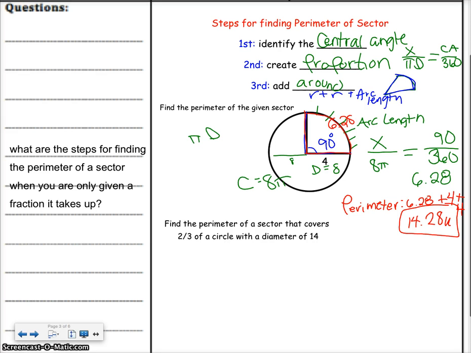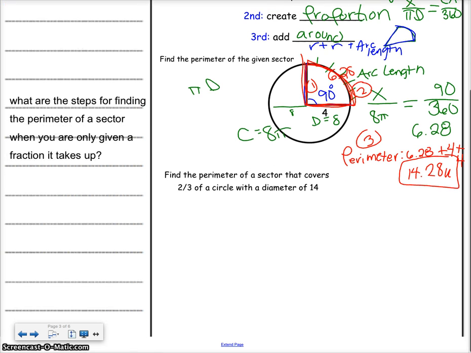So, holy moly, that's a lot of mathematics. Again, my strategy. Figure out my central angle. That's the first thing I did. I figured out my central angle. Second thing I did, create a proportion. That proportion tells me the arc length. The third thing I did is find the actual perimeter, which is arc length plus radius, right? That's how you find perimeter.